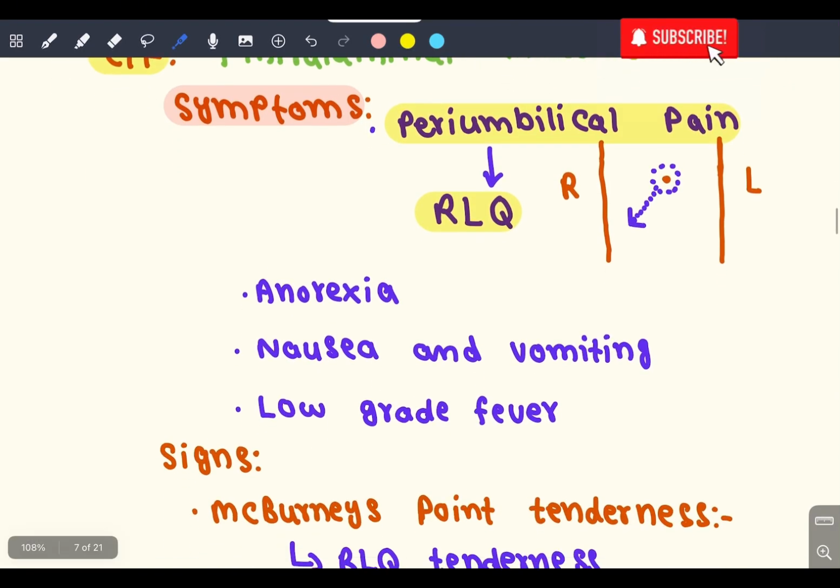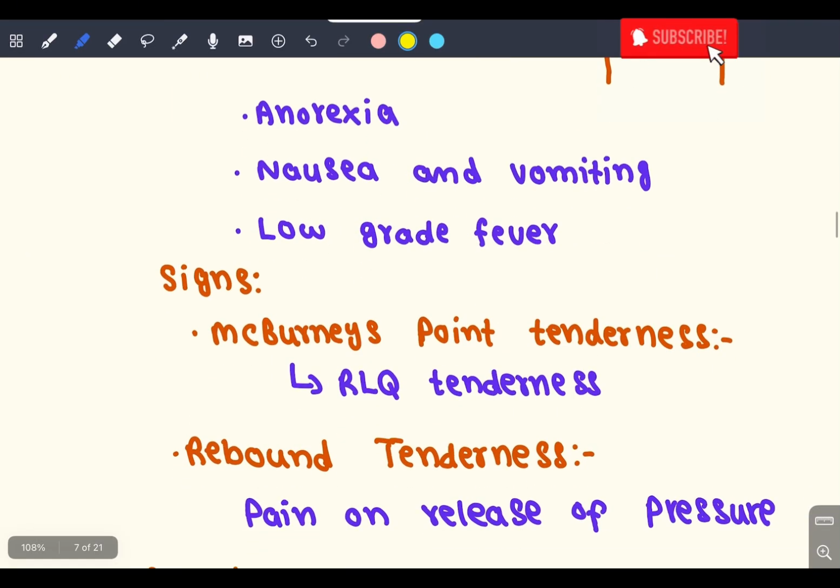Other symptoms that we will see are anorexia and nausea, vomiting will also occur, and low grade fever will occur. Because it is inflammation, low grade fever will also occur. Most important, we have some signs that we will discuss over here. There are some signs that are very important, and you should know them with respect to exams. These signs are mostly asked in clinical exams or also in VIVAs.